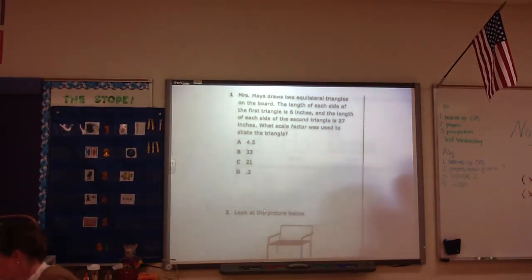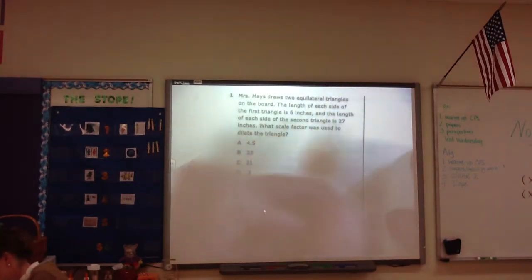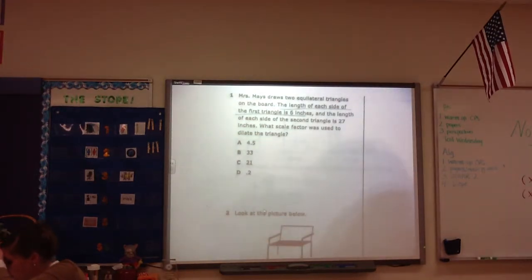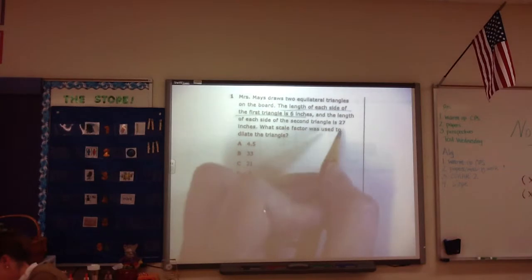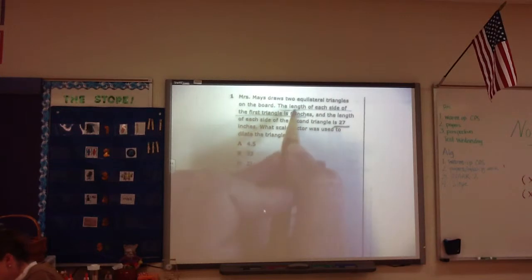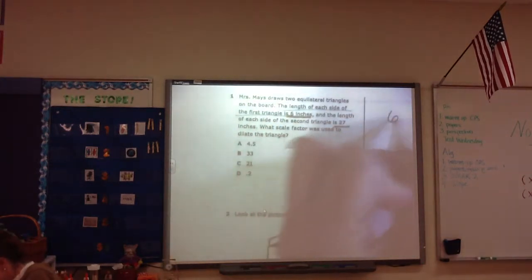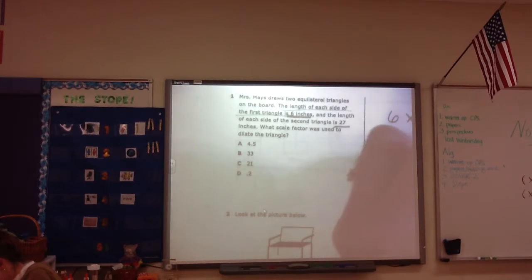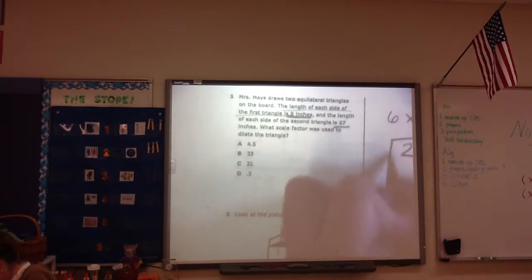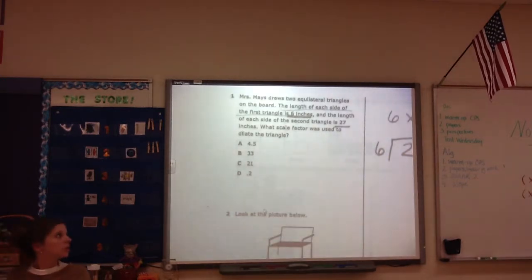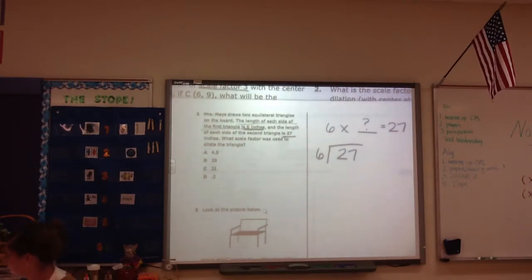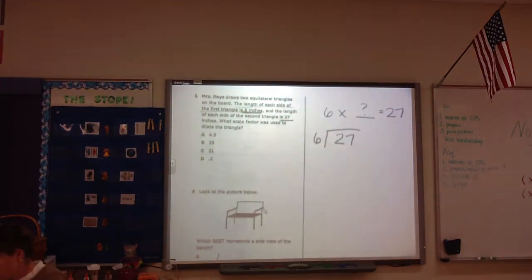Okay, it says Mrs. Mays draws 2 equilateral triangles on the board. The length of each side of the first triangle is 6 inches, and the length of each side of the second triangle is 27 inches. What scale factor was used to dilate the triangle? I need to figure out 6 times some number is 27. So to do that, you can simply divide. Solving for scale factor, might be a little too much zoomed in. Here we go. 6 times some number is 27.